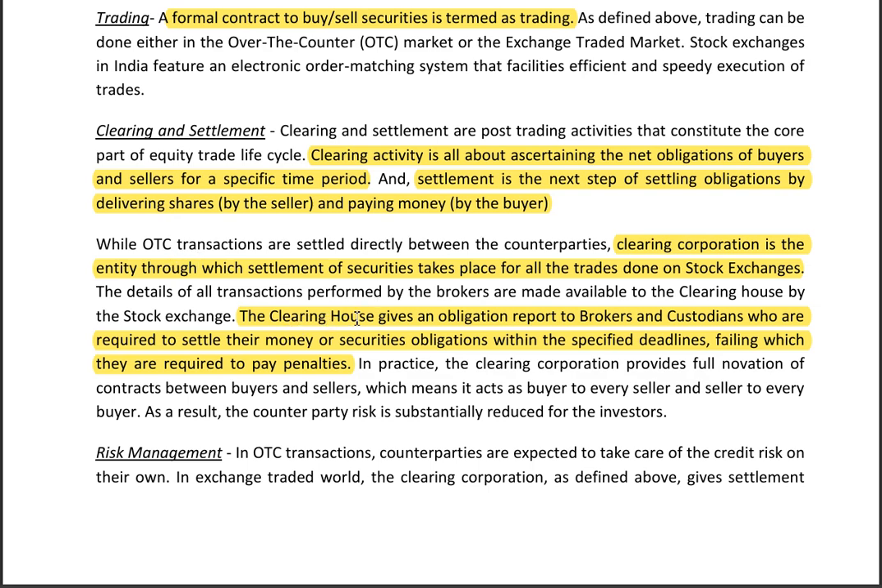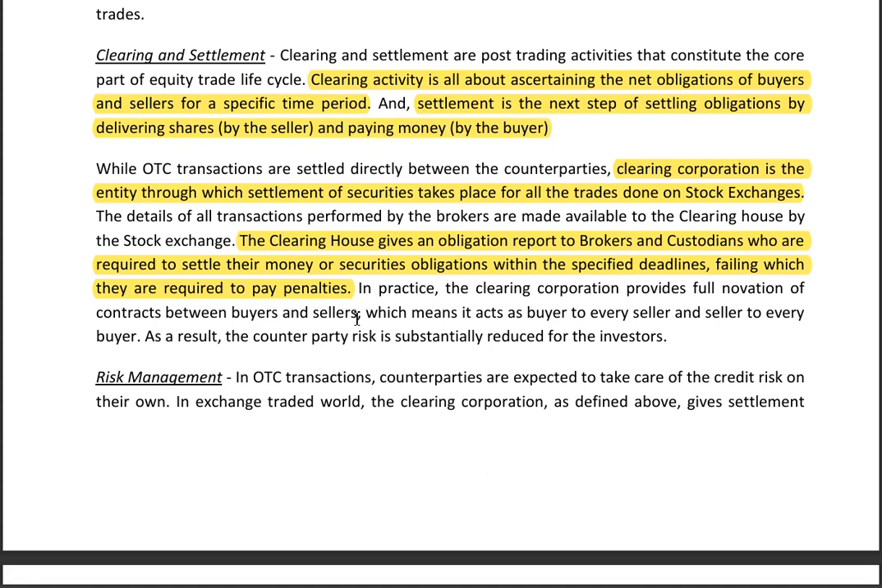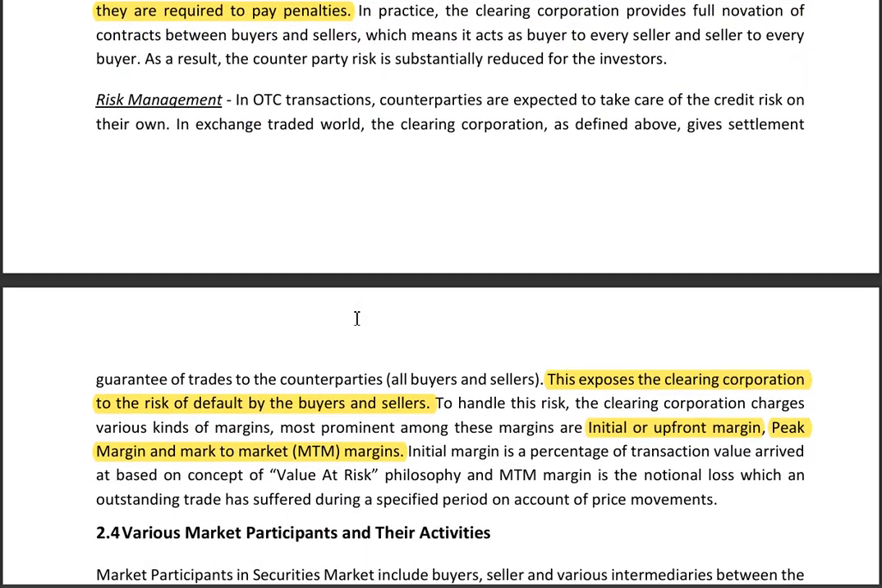The clearinghouse gives an obligation report to brokers and custodians who are required to settle their money or securities obligations. Risk management: in OTC transactions, counterparties are expected to take care of credit risk, whereas in exchange traded markets, the clearing corporation requires a settlement guarantee. This exposes the clearing corporation to the risk.